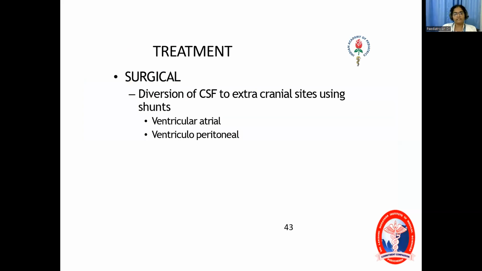So the other treatment is surgical. You can divert the CSF from the ventricles to extracranial sites using a shunt. Like I have already told you about ventriculoperitoneal shunt, the other one is ventriculoatrial shunt. Ventriculoatrial shunt is not much practiced, but ventriculoperitoneal shunt is commonly done.